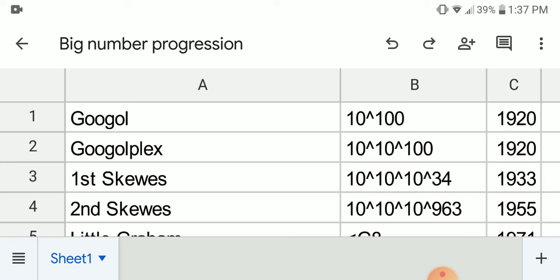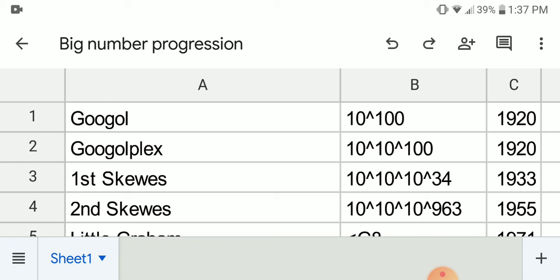So the first number is a Googol, which was invented in 1920. You can read about the history yourself online. In this video, I'm just going to tell you the year. The next number is Googolplex, which of course was invented shortly after Googol, probably around the same time. But I'm pretty sure Googol was invented first.